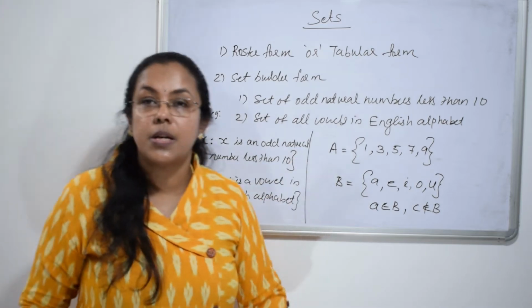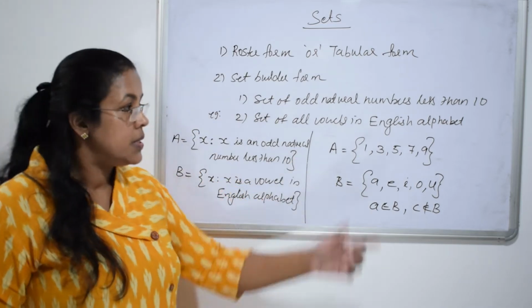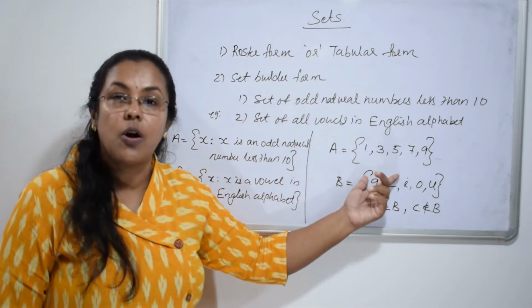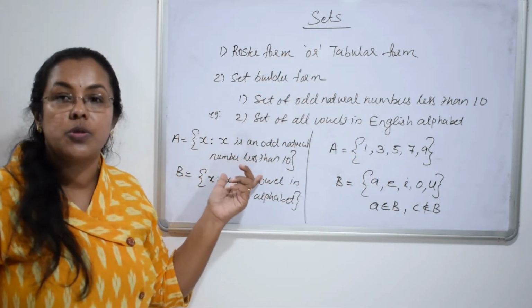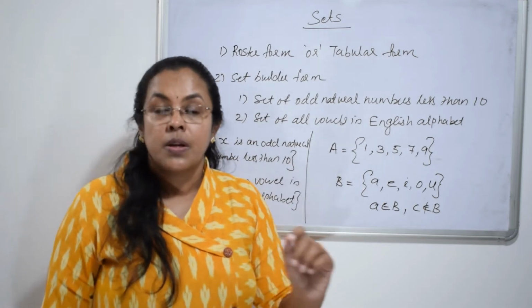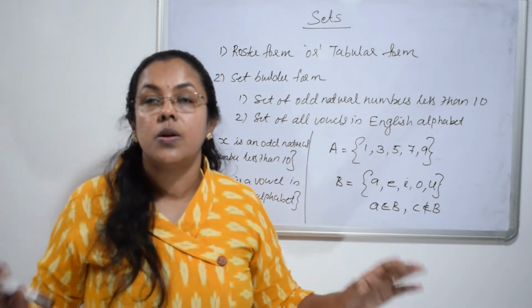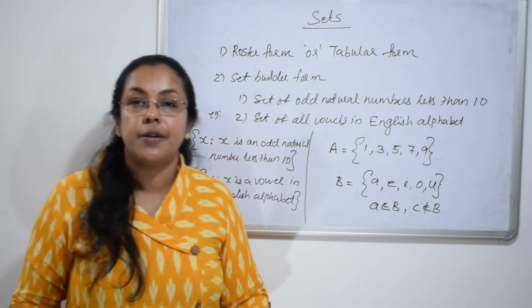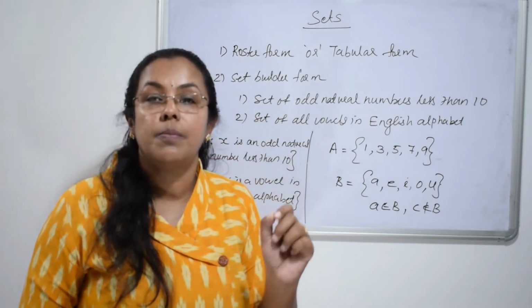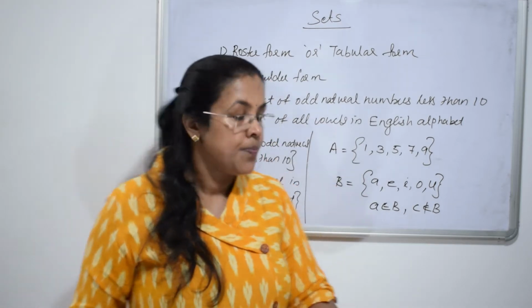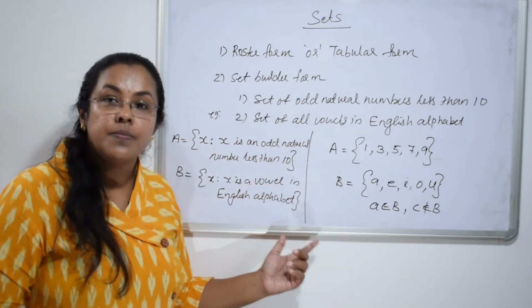These are the two methods of writing a set. Set is given like this. We can convert them in this form and this form also. First method: write all the elements, separate them by commas and enclose them within the braces. In the second method, or set builder form, we have to find out the common property possessed by all the elements of this set. Okay, is it clear now?